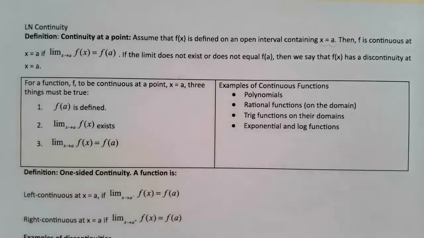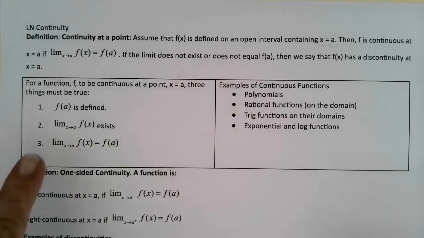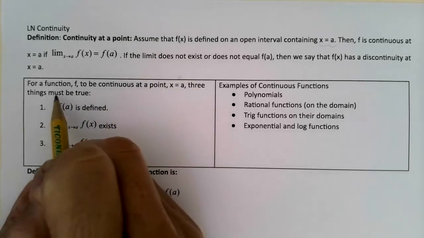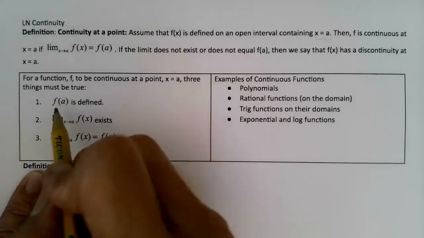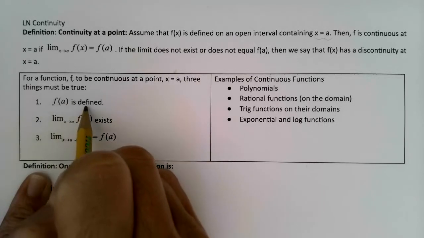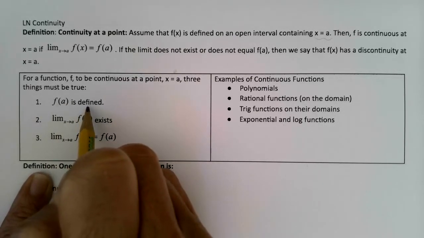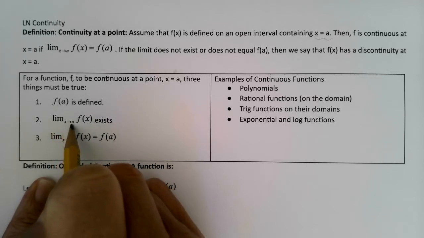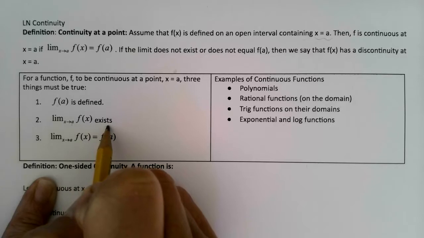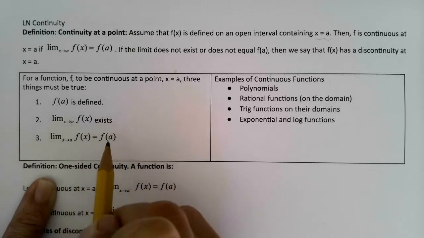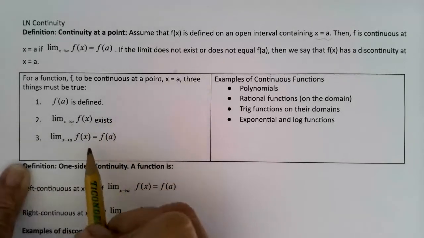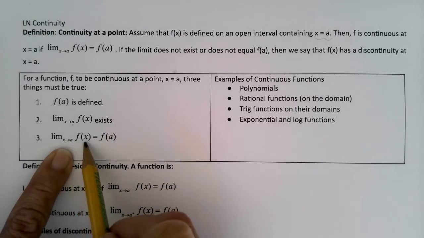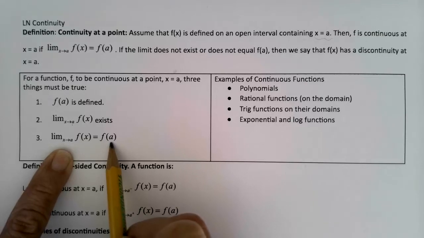Okay, so all of that, here we go. For a function f to be continuous at a point x equals a, three things must be true, and they are this. So first of all, f of a is defined, so you don't have a hole or an asymptote. The limit as x approaches a of f of x exists, so the left side and the right side are the same, holes filled in. And the limit as x approaches a of f of x equals f of a.